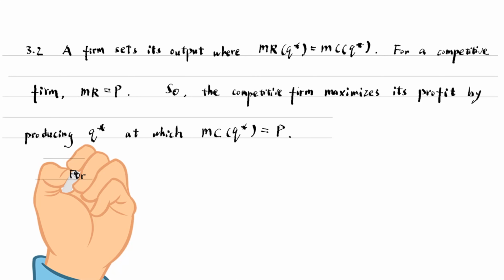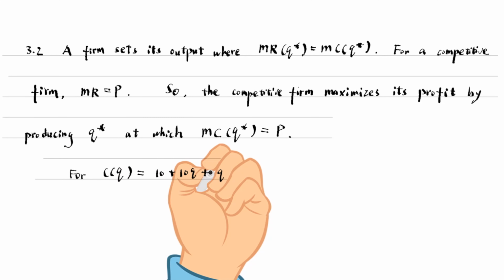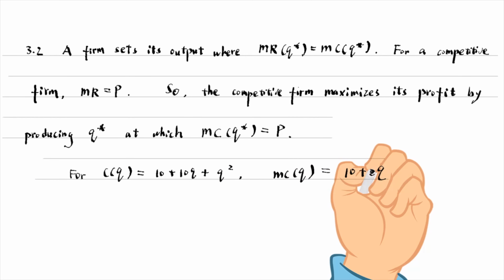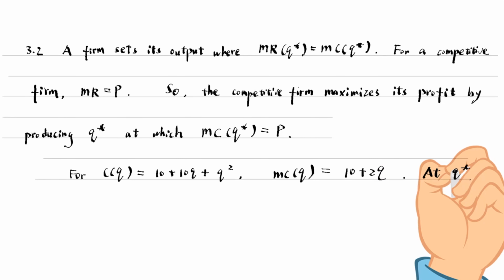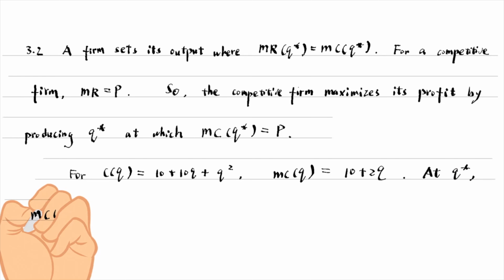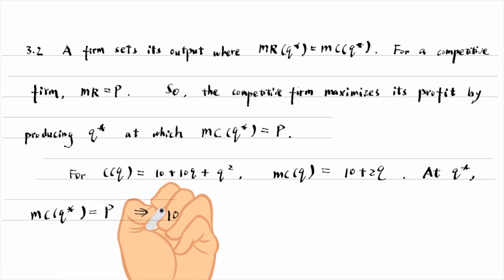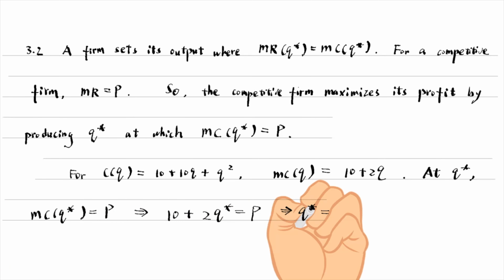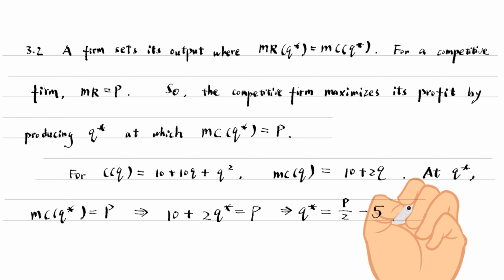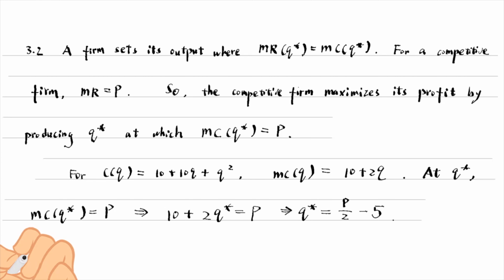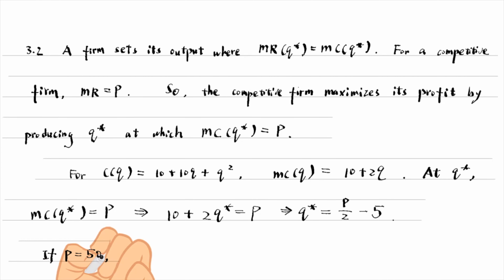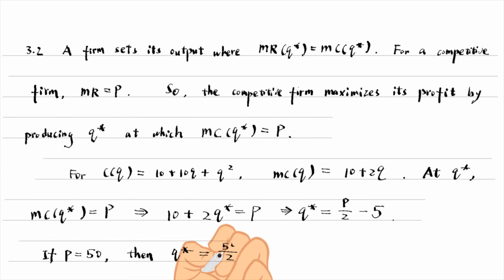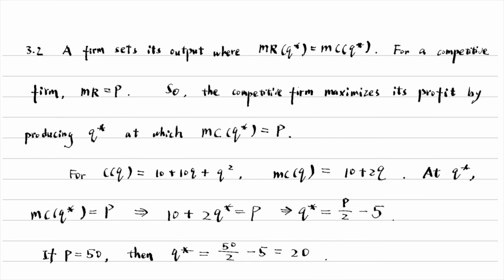For the cost function in this exercise, the marginal cost is 10 plus 2 times Q. At the profit maximizing output Q star, the marginal cost equals the market price P. We obtain Q star as a function of the market price P. If the market price is 50, then the profit maximizing output is 20.